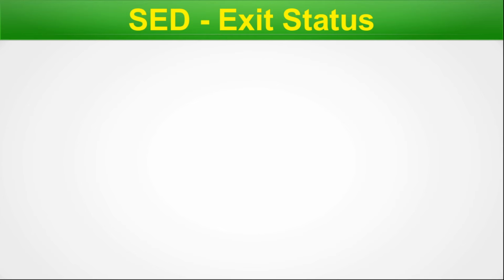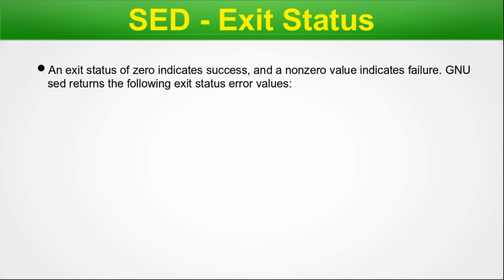Next, the exit status. Exit status is a very important thing, because when we are running a command line tool in a script, we do not know how it exited. Capturing exit status has already been discussed in my previous episodes, so go and watch there in case you have difficulty recalling. Let's begin this section. An exit status of 0 indicates success, and a non-zero value indicates a failure. GNU sed, GNU being a development in Linux, returns the following exit status values on error.